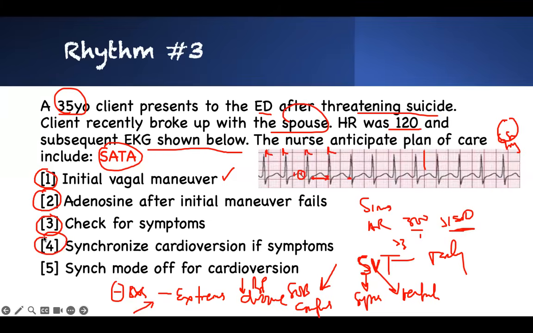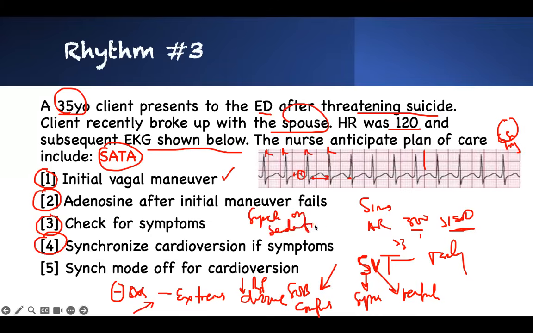And when you're doing synchronized cardioversion, there are certain things you have to do. You've got to put the sync mode on, because you're using the same defibrillator. Every crash cart has a defibrillator, and a defibrillator can be used for cardioversion. But to use it for cardioversion, you need to put the sync mode on. The patient needs sedation.